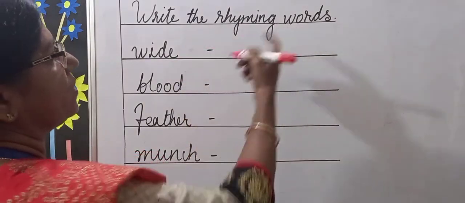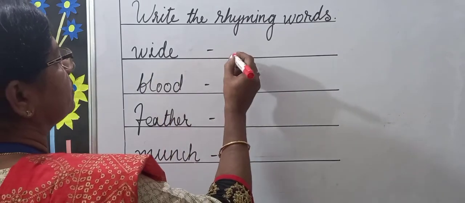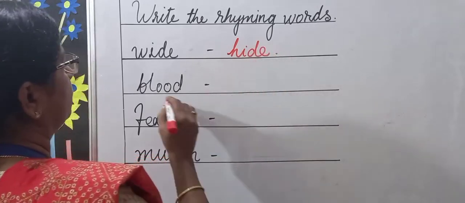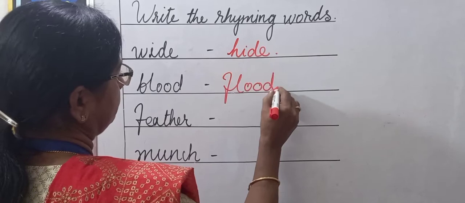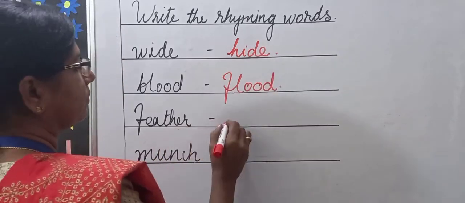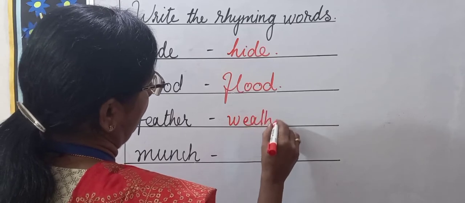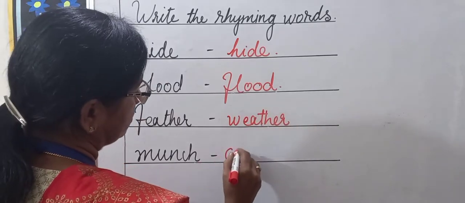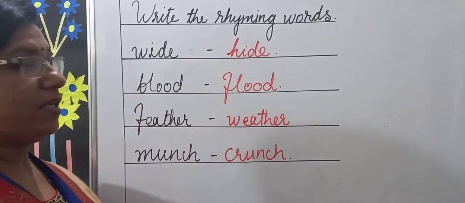Write the rhyming words. This is the way you get it for exams. Wide, say children, hide. Blood, flood. Feather, weather. Munch, C-R-U-N-C-H, crunch. Okay, children.